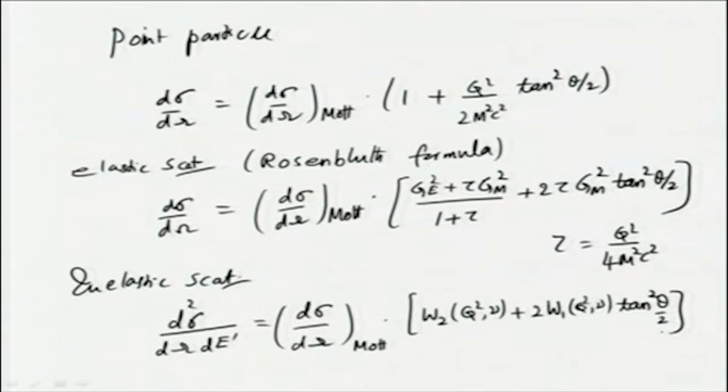expressions, you see that G_E and G_M are dimensionless, and because dσ/dΩ and (dσ/dΩ)_Mott both have the same dimensions, whereas W₂ and W₁ have dimensions of 1 over energy, because on the left hand side we have d²σ/dΩ dE′. Okay. So, these structure functions have dimensions of inverse energy.